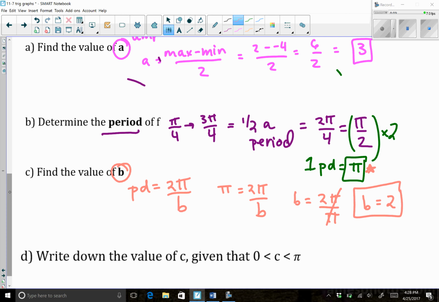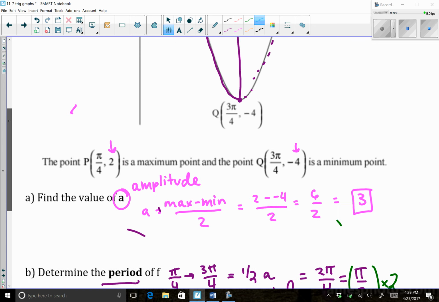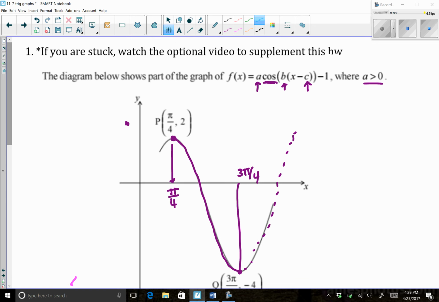The last question, part D, asks us to write down the value of C, given that C is between 0 and pi. So now we're solving for C in this part of the problem. So let's go back up to the equation and see where C was located. I forget its spot. Let's see where it is. So C, you could see, is right inside the parentheses, and that's the location where it tells us phase shift, left or right.